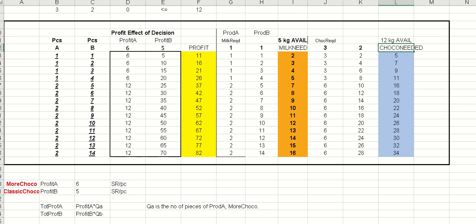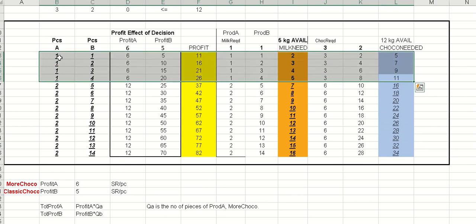So now all we have to do is check from here: 2, 3, 4, 5. That's feasible. Here, no more. We cannot go for those solutions because they are not feasible. You only have 5 kilograms, but here you have 12 kilograms. So from here to here, these are not feasible. So you go like that. What is feasible would be these solutions. That's feasibility.